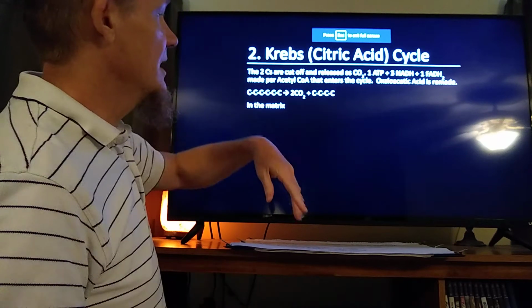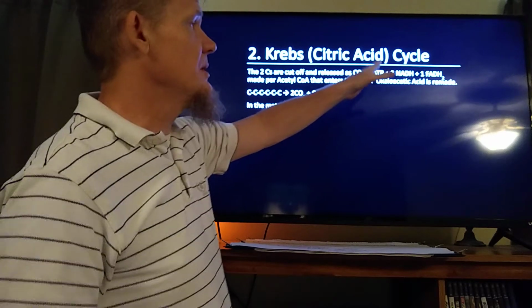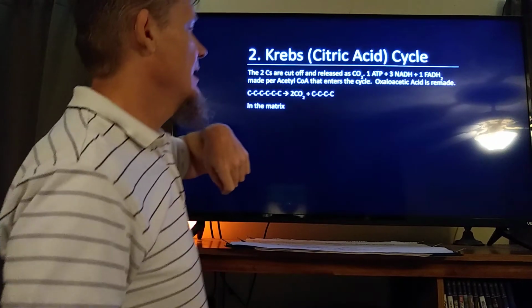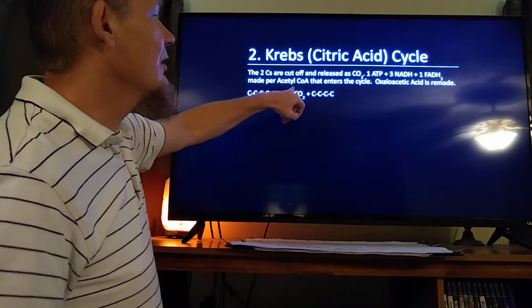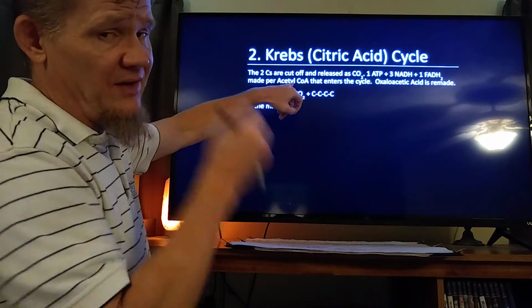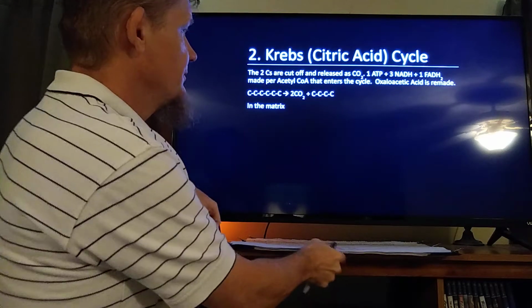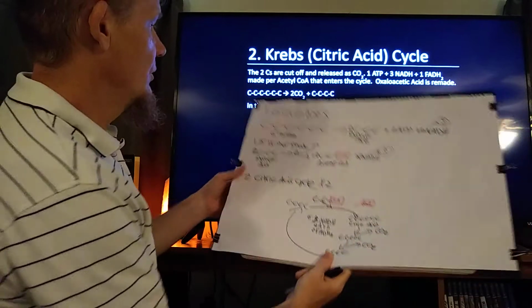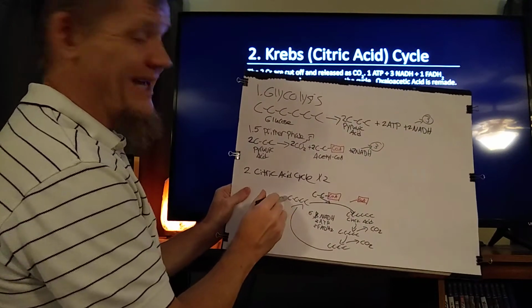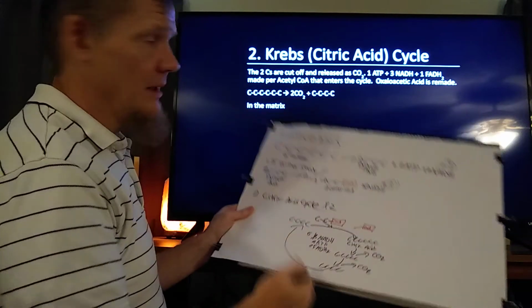And this is what we just said, that the 2 carbons are cut off and release carbon dioxide. I get 1 ATP, 1 FADH2, and 3 NADHs per acetyl-CoA. And what did we just say a second ago? How many of those do we have? Well, at the end of step 1.5, I had 2 of them, so I don't do this process once, I did it twice. I make that 4-carbon molecule again. I remake it at the end of the cycle so that I can do what? So I can do it again.